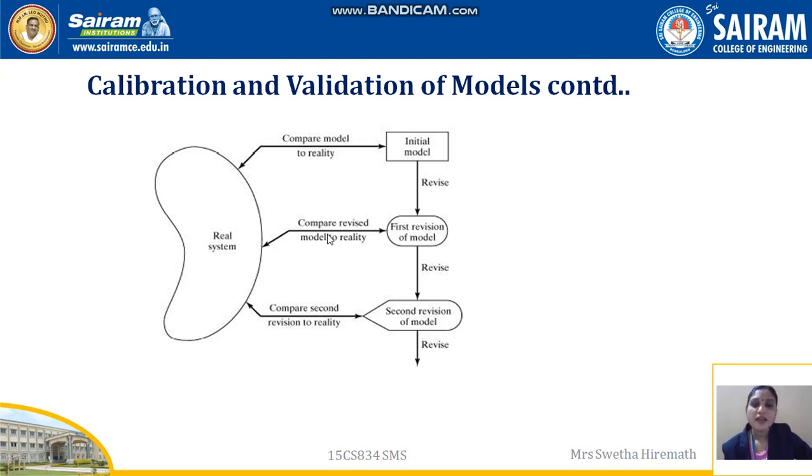If again any changes are required in our revised model, then we go for one more revision. That revision is the second revision of the model. This second revision will again be compared with the real system, and if any changes are recommended, then again we revise. So this continues. These are nothing but the iterations, and these iterations are nothing but the calibrations, calibrating a model with that of the real system.